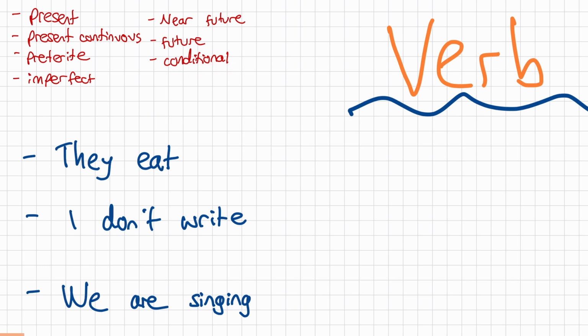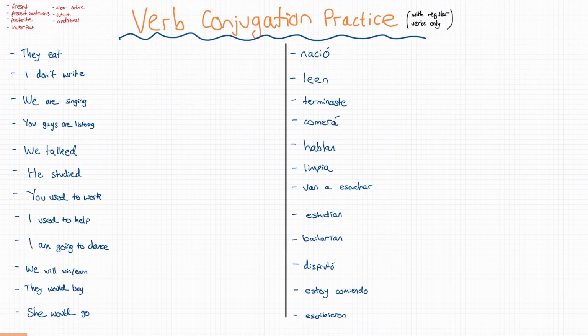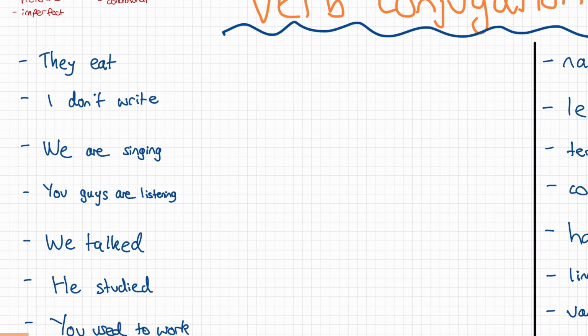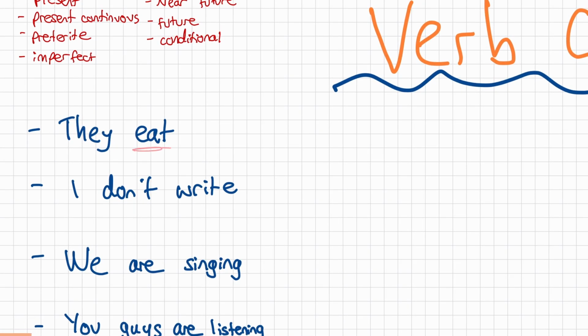Okay, so on the left-hand side, we've got English into Spanish. And the right-hand side, we've got Spanish back into English. So they eat. So we have eat is comer, the infinitive. So let's write down the infinitive. What tense is this? This is the present tense, something that normally happens.